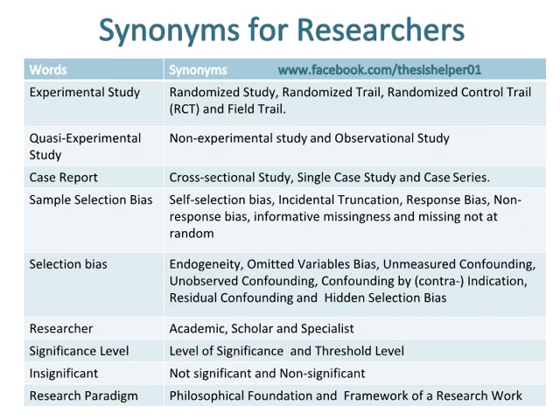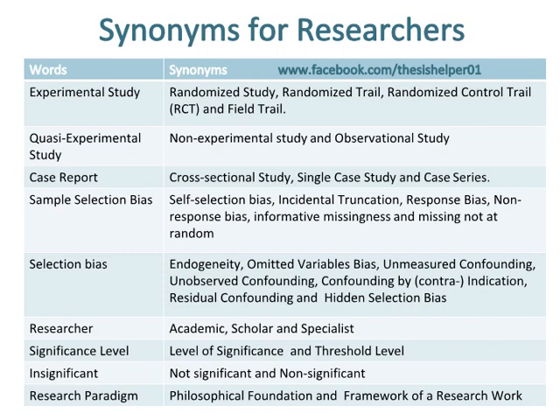Synonyms of sample selection bias are self-selection bias, incidental truncation, response bias, non-response bias, informative missingness and missing not at random. Synonyms of selection bias are endogeneity, omitted variables bias, unmeasured confounding, unobserved confounding, confounding by contraindication, residual confounding and hidden selection bias. Synonyms of researcher are academic, scholar and specialist.